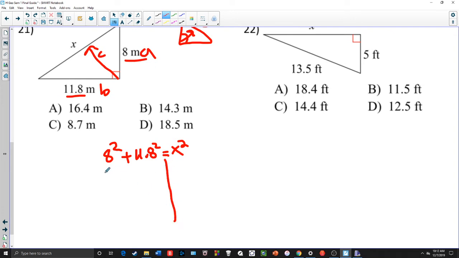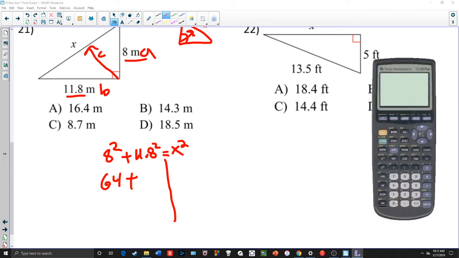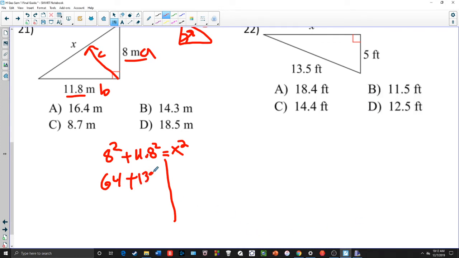And then I go through my list. 8 squared is 64 plus, and then 11.8 squared is just 139.24. 139.24 is equal to x squared. Then you're going to add them together. So 139.24 plus 64 is going to give me 203.24 is equal to x squared.